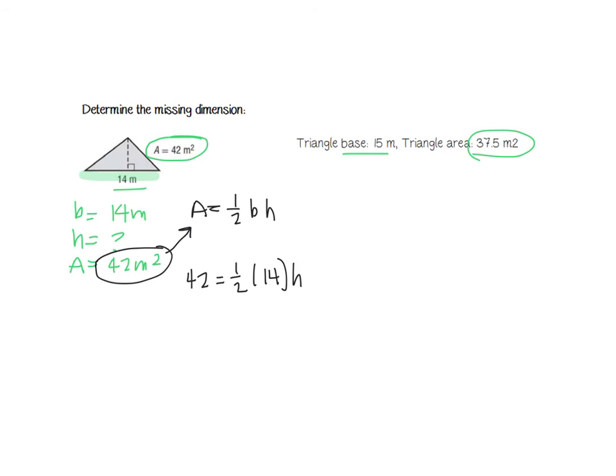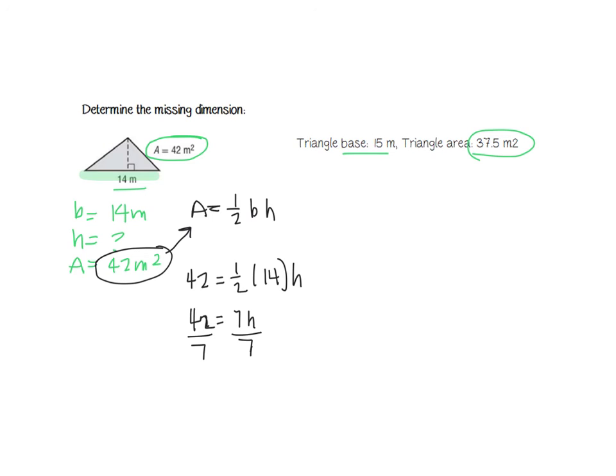So this is like when we did the one-step equations. We have to isolate the variable. So the first thing we have to do is I need to do 1/2 of 14. Well, remember, multiplying by 1/2 is the same thing as dividing by 2. So I have 7h. Now I need to get that variable h by itself. The inverse of multiplication is division. So to get it by itself, I need to divide by that number, and I have to do it to both sides.